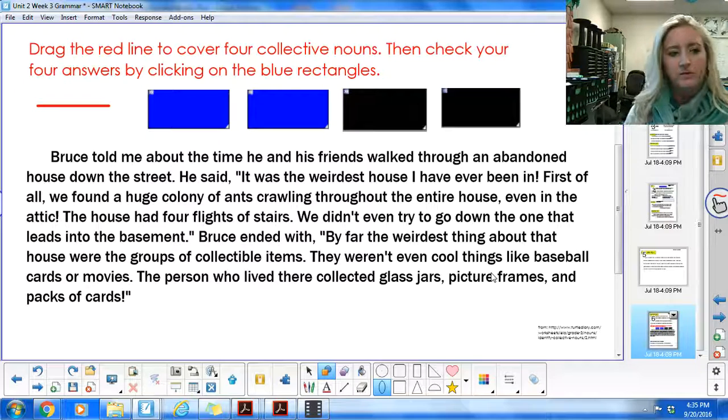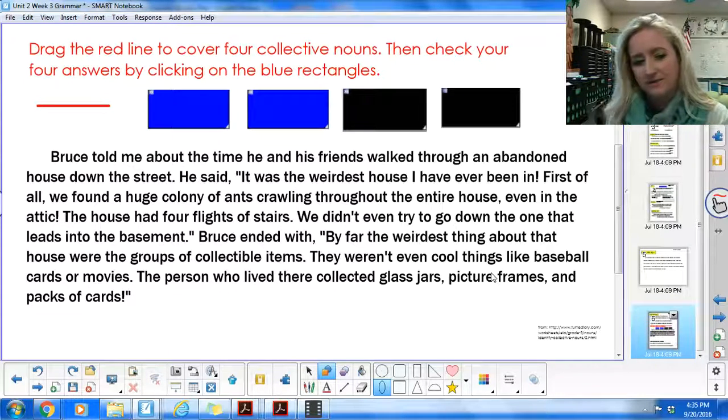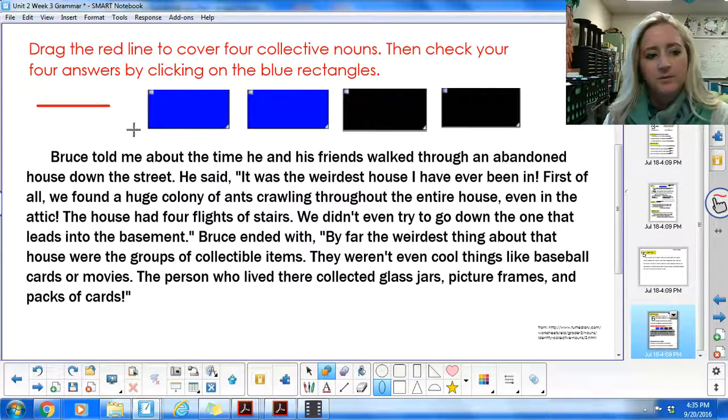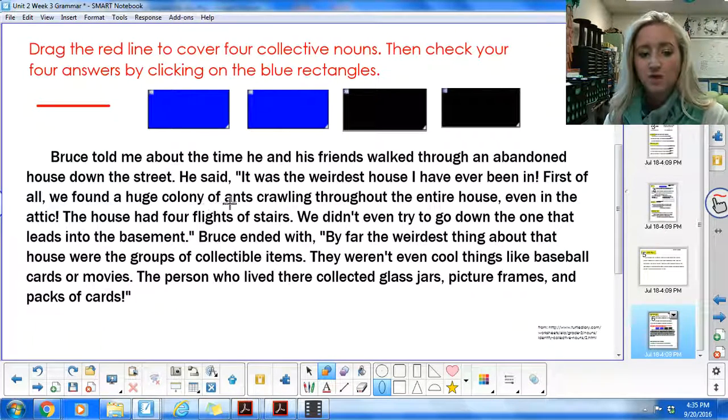This one, we're going to find some collective nouns in the paragraph. Bruce told me about the time he and his friends walked through an abandoned house down the street. He said, "It was the weirdest thing I've ever been in. First of all, we found a huge colony of ants crawling throughout the entire house, even in the attic. The house had 4 flights of stairs. We didn't even try to go down the one that leads into the basement."